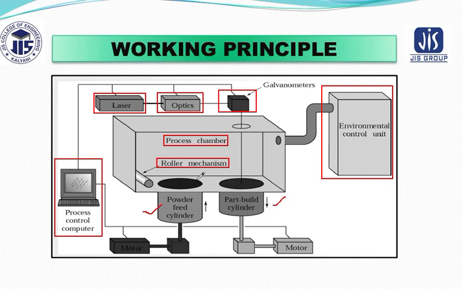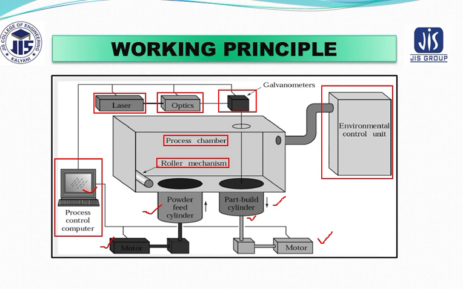After rolling, you produce the part here with the help of this laser light, which is focused over the powder. Then it comes into the part build cylinder. To feed the powder cylinder there is also a motor, and here is also a motor, which is connected to the process control computer and also supports the part building cylinder. Now let us get into a brief discussion about the working principle of selective laser sintering.